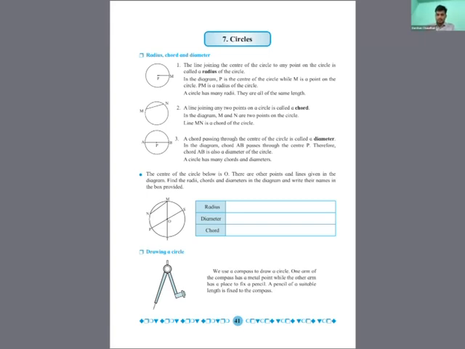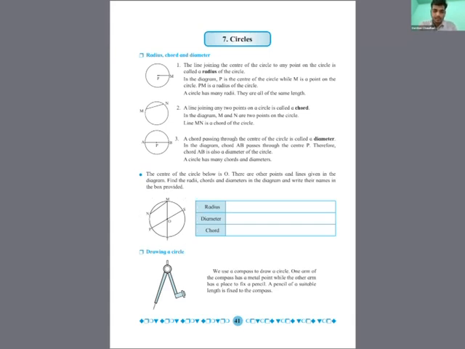Now next, here we solve the example. The example is: the center of the circle below is O. There are other points and lines given in the diagram. Find the radii, chords and diameters in the diagram and write their names. See this diagram.